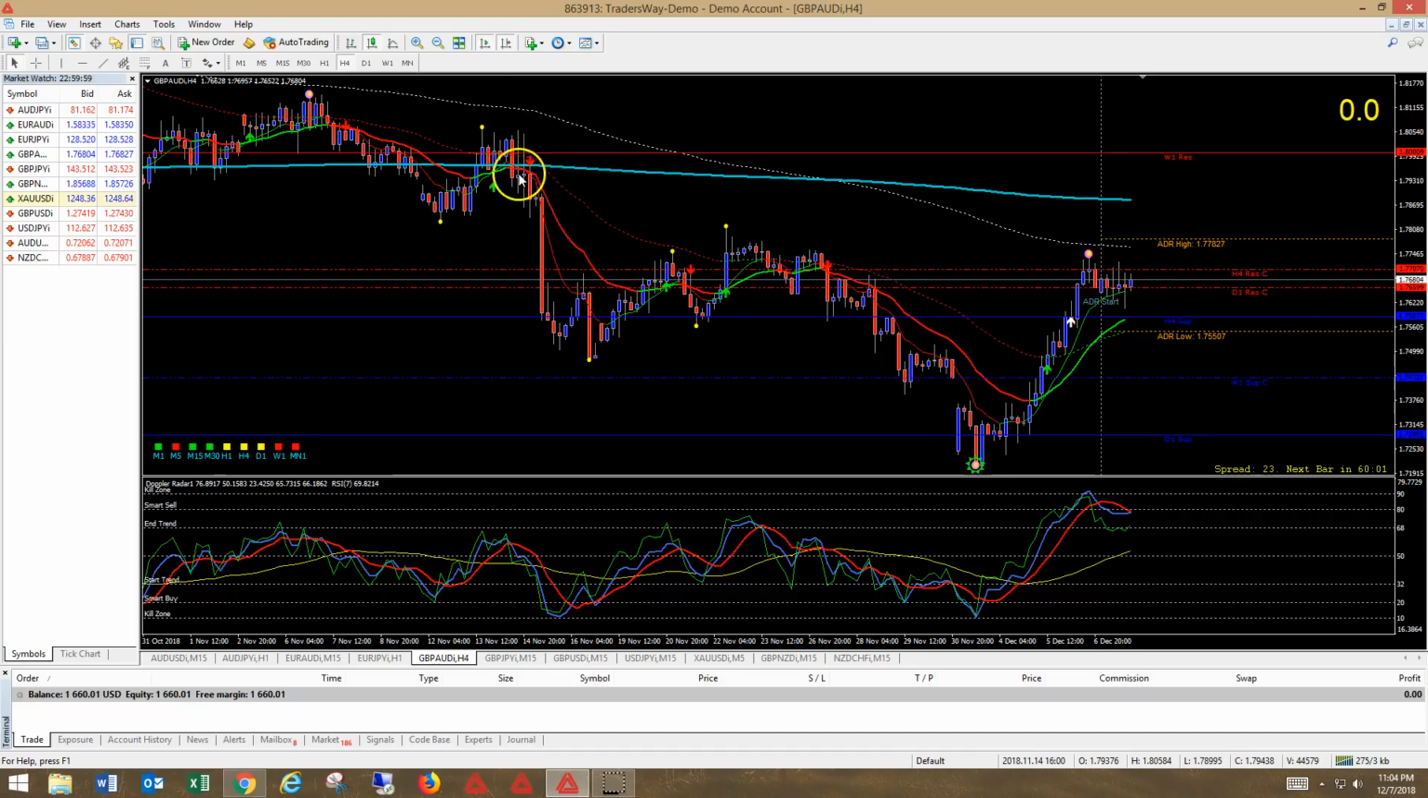And you can see the wicks right here. It wicked the 800 first, and then this would be the perfect sell entry. So you can get in here. No drawdown at that point because it's coming off that 800, which is really strong support and resistance. You can take it down.